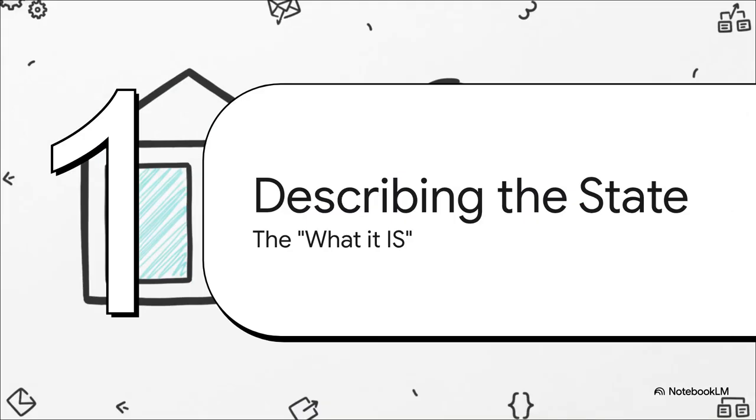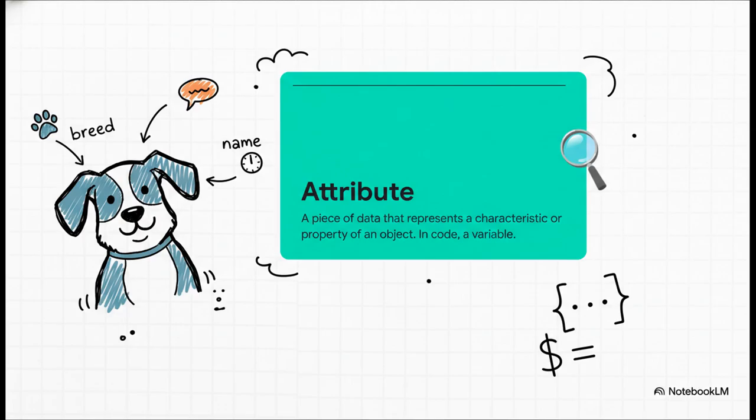Okay, so let's zoom in on that first category, the what it is part. In programming, we have a specific word for this, which brings us to section 2, describing the state with something called attributes. An attribute, it's really just a piece of data that describes something about an object. That's it. Our dog's breed, its name, its age, those are all attributes. And in the world of code, we store these pieces of data in things called variables.